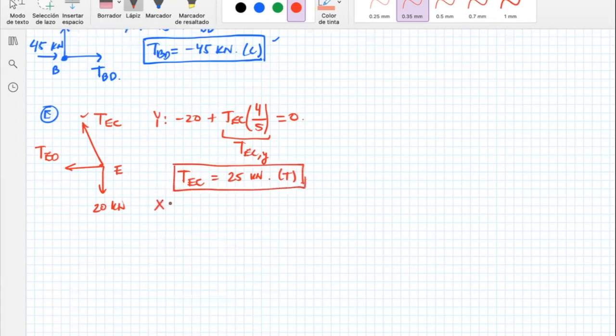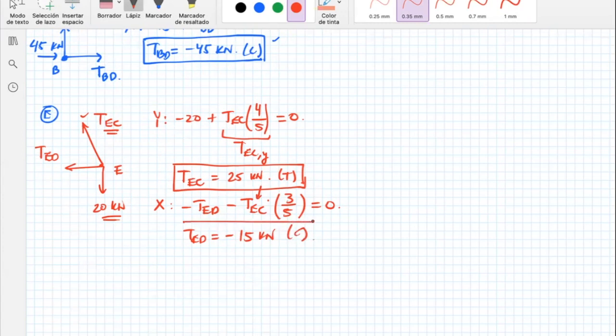Now let me go with X. So the X part, I have a minus TED going to the left. This 20 doesn't participate in this equation, and I need the horizontal part. So it's going to the left, minus TEC, and then a ratio. This ratio is going to be the horizontal part, 3, remember the triangle, divided by hypotenuse. This is a cosine of alpha. Therefore, this one equals 0. Since I already know this guy, I can get right away that TED equals minus 15 kilonewtons. That means that this truss member is in compression.